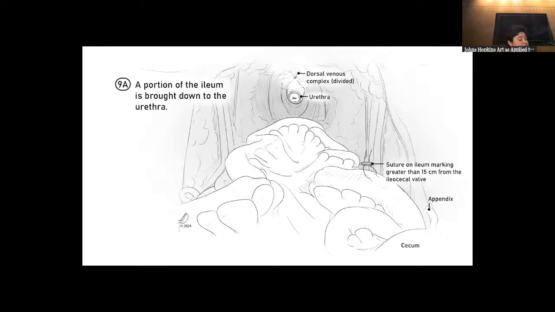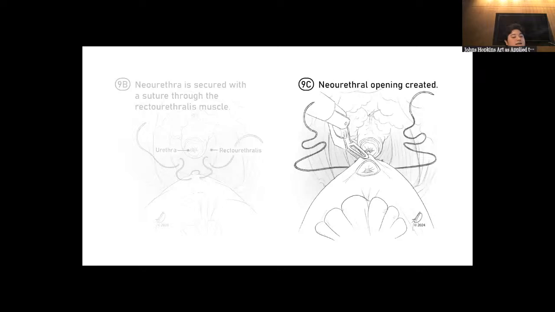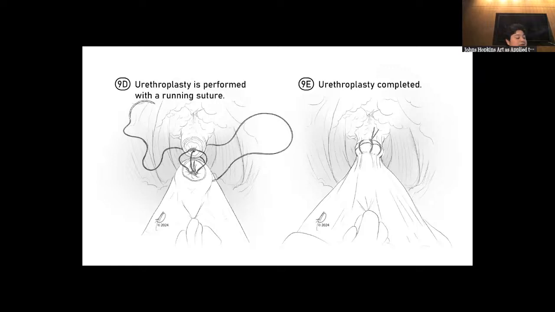The patient's Trendelenburg position is reduced to 20 degrees at this point, and a marker is placed 15 centimeters from the ileocecal valve to indicate the most proximal point of the ileum that can be divided. A loop of the ileum is then brought down to the urethra. A Rocco suture is used to secure the ileum to the rectourethralis muscle, and a neourethral opening is made at the apex of the loop of ileum. The urethroplasty is completed with a double-armed running suture.